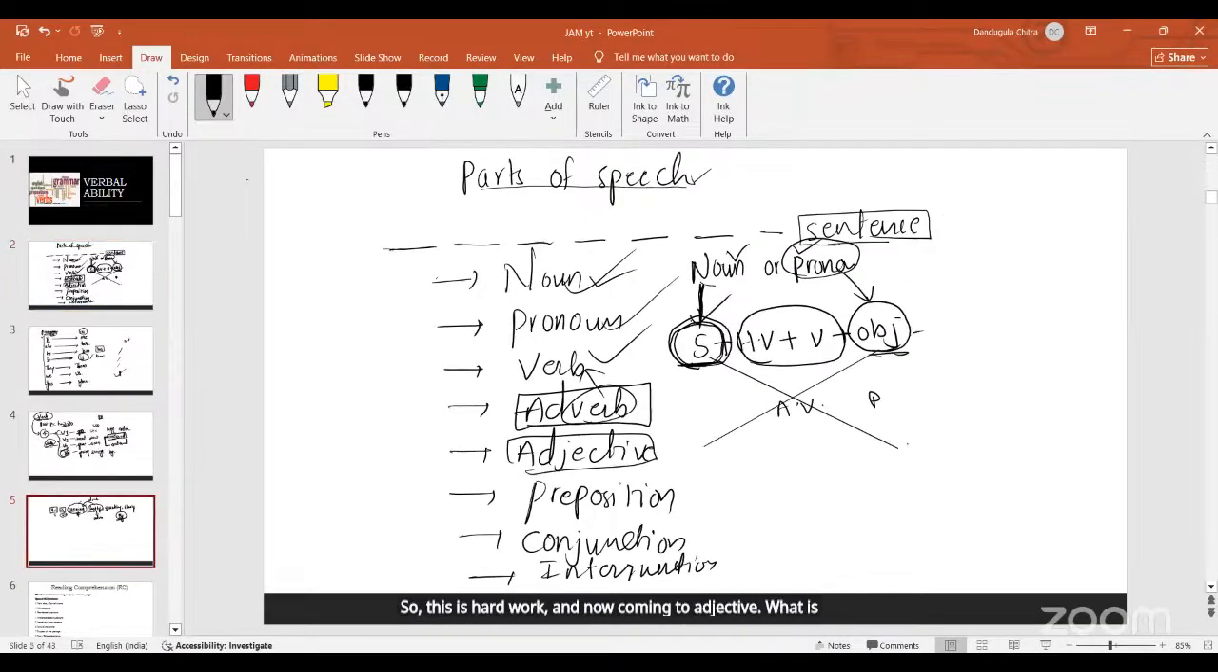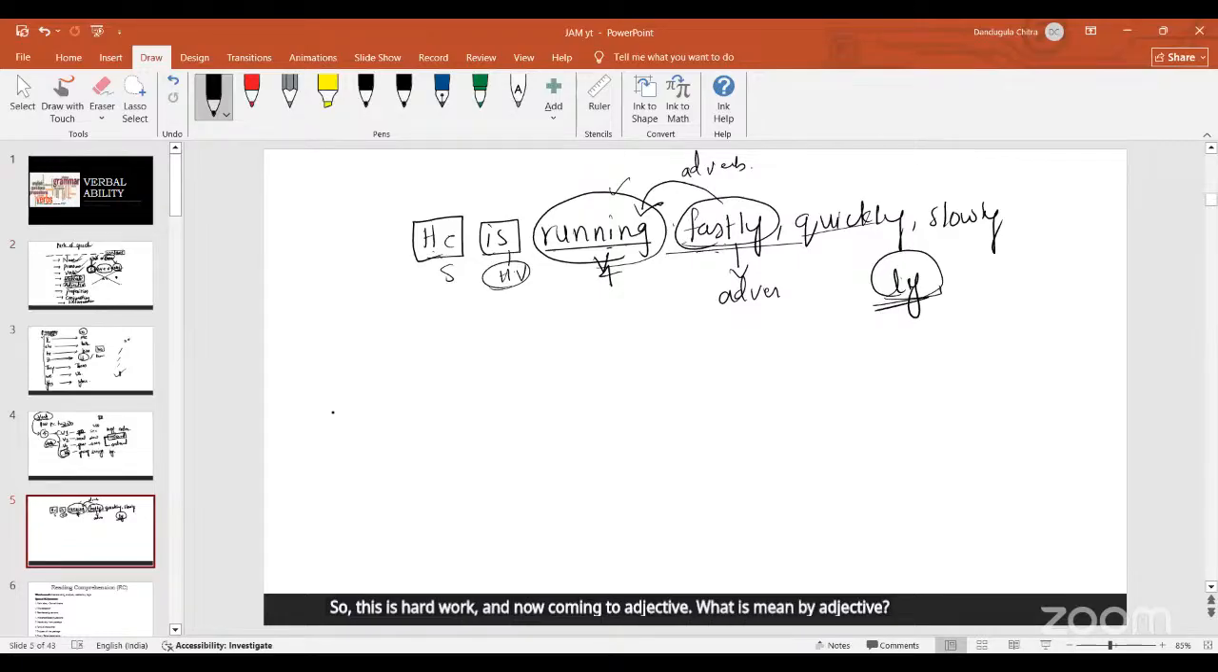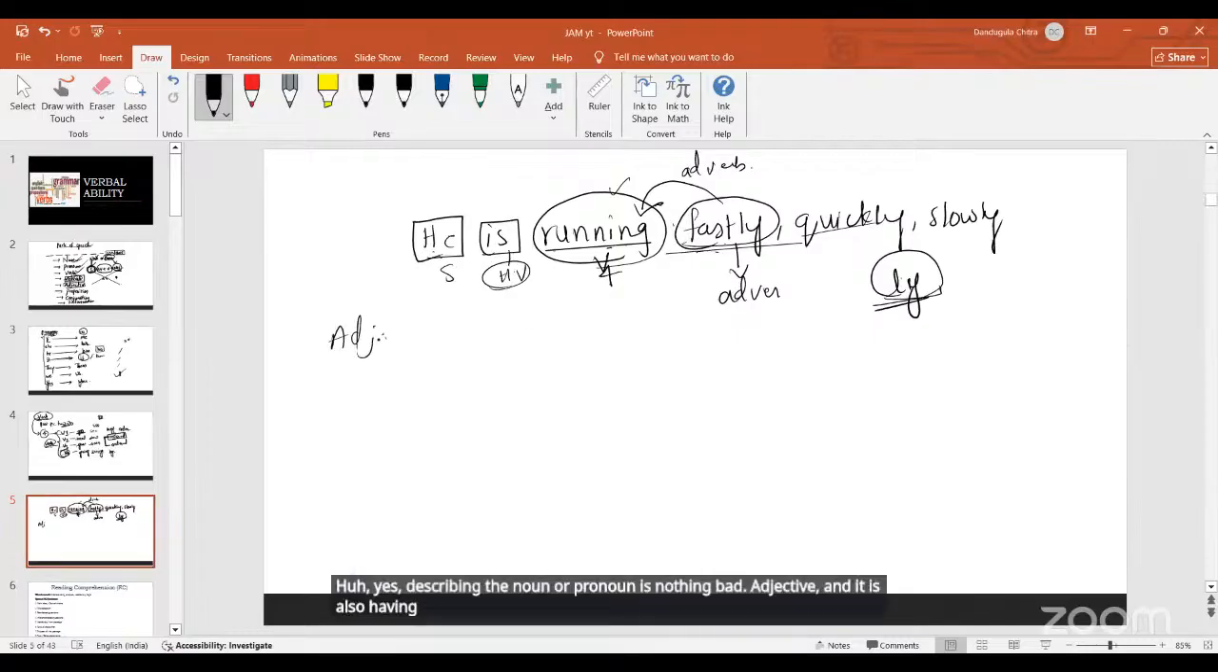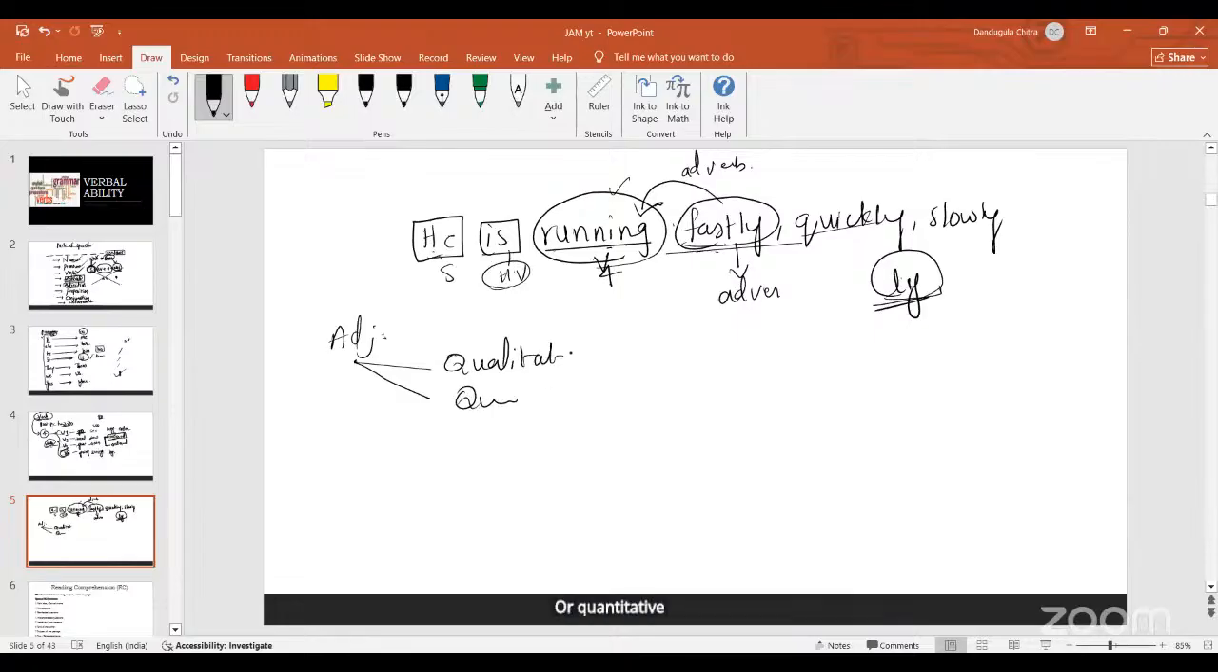And now coming to adjective. What is meant by adjective? Describes the noun, like color. Yes. Anything that describes the noun or pronoun is nothing but an adjective. And it also has one more definition. If any word comes under qualitative or quantitative things, then those are categorized under the adjective part. Or else simply, anything that describes the noun is the adjective.